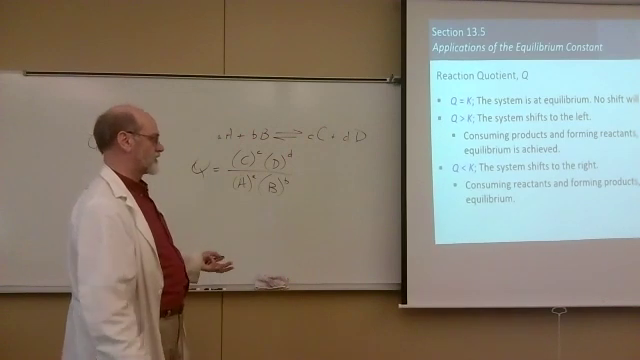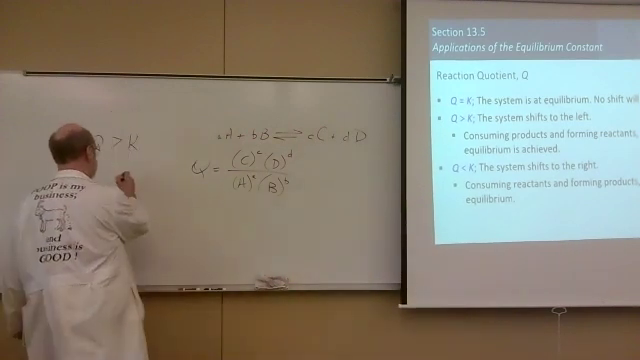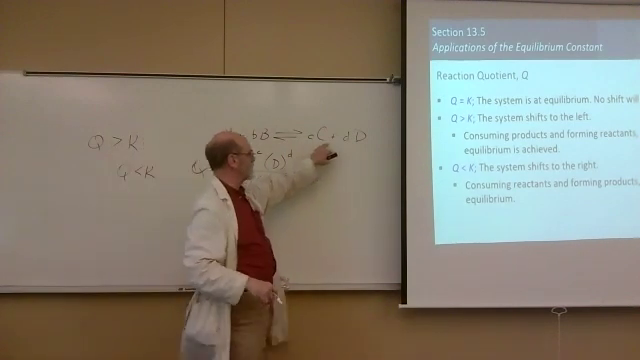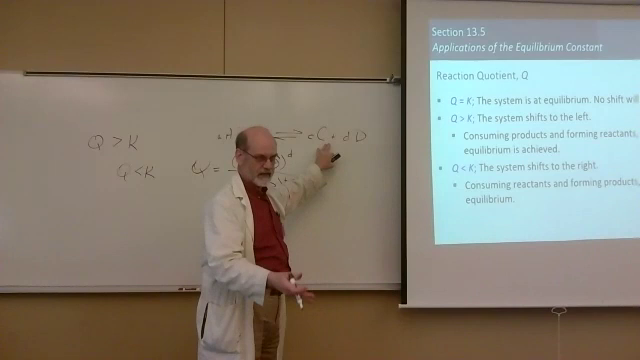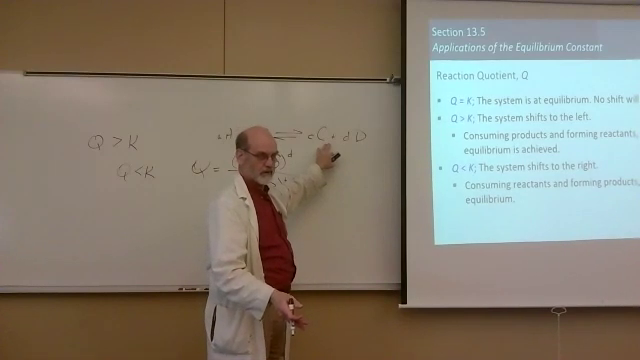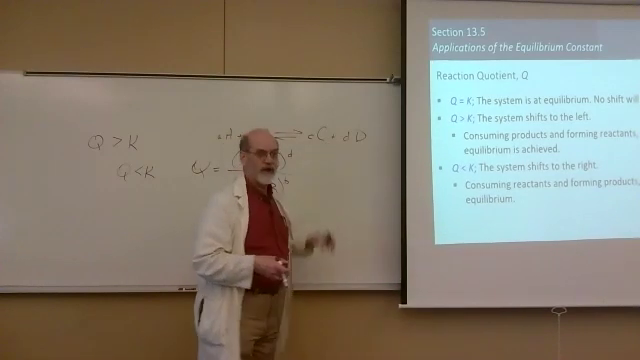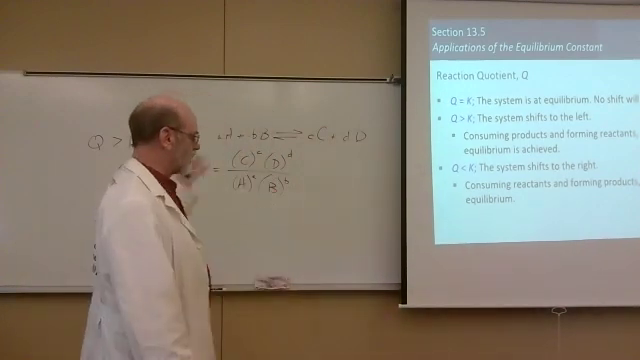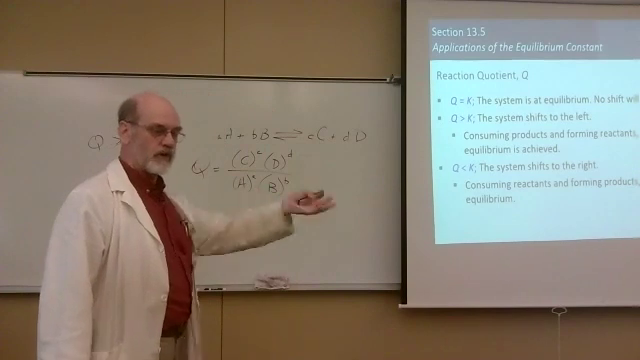And then vice versa. If Q is less than K, that means you've got less of this than you would at equilibrium, and the reaction is going to shift to the right and make more products. So by just calculating Q, we can tell which way the reaction is going to move.